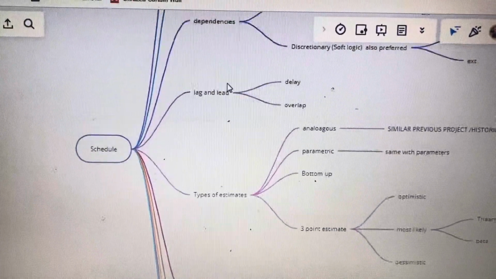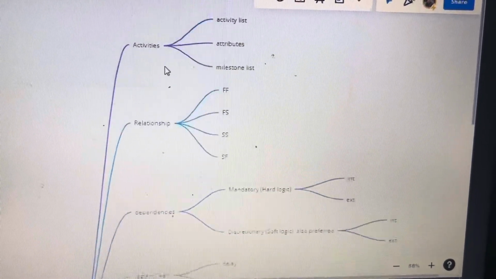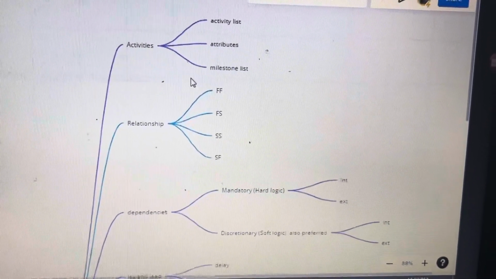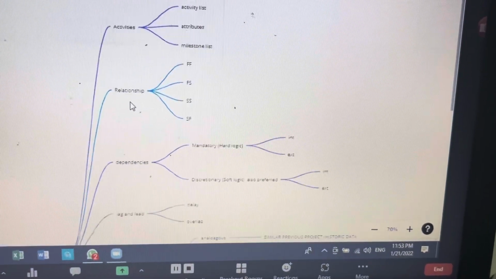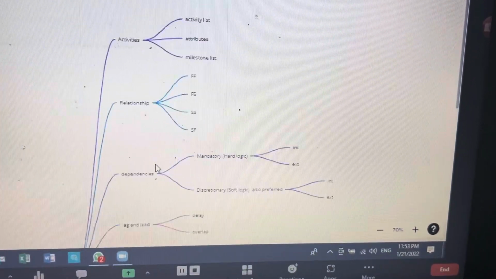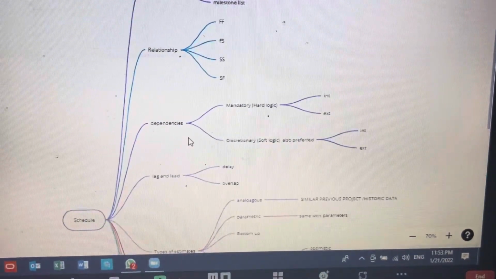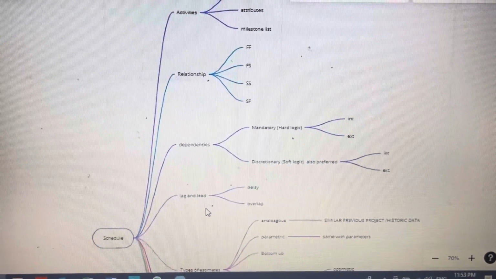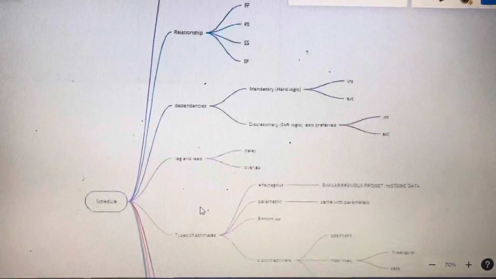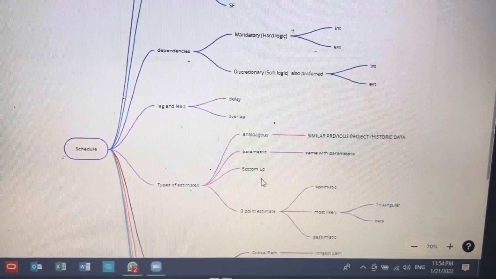We started with the schedule management. So first the activities, and then the activities into the list, attributes and milestone list, and there are relationships, which are the 4 types, and then the dependencies, which are the mandatory and the discretionary, which is the hard logic and the soft logic. Both are internal and external, and there is lag and lead. Lag is about the delay, and the lead is like overlap. And then the types of estimates, which are analogous, parametric, bottom up, and the 3-point.